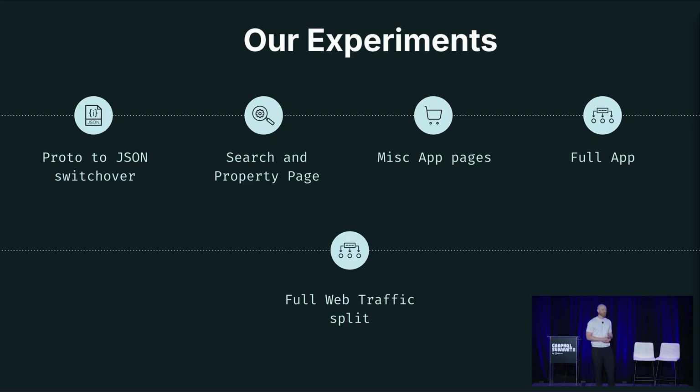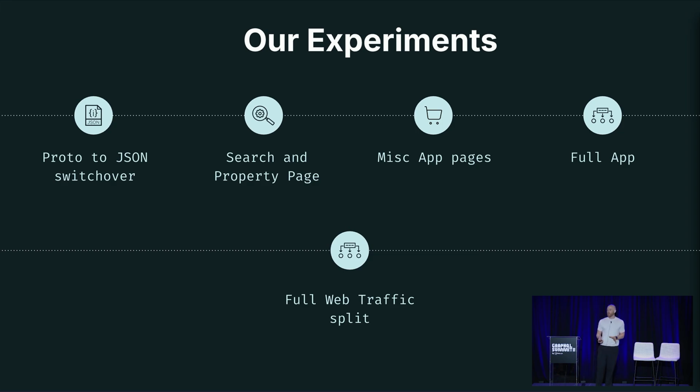We then ran search and property page. We ran these first and simultaneously with protobuf to JSON because they're all server-side rendered. So we're ready to go. We didn't need to do any conversion of that ingest traffic. And so that was really nice, to start seeing the big heavy hitter pages that use a lot of GraphQL and how their performance was impacted.